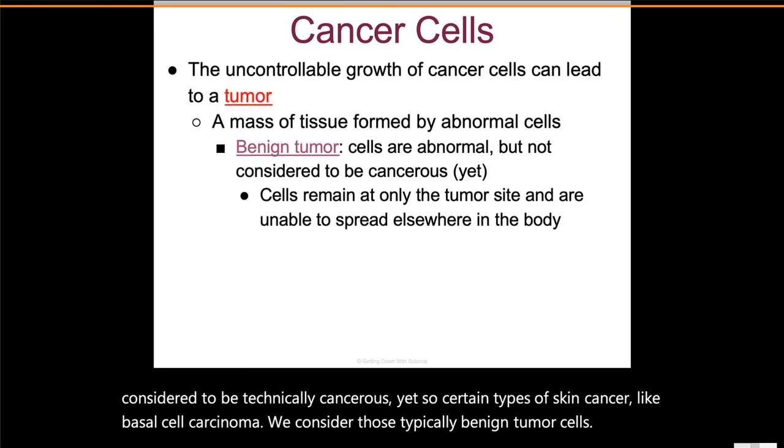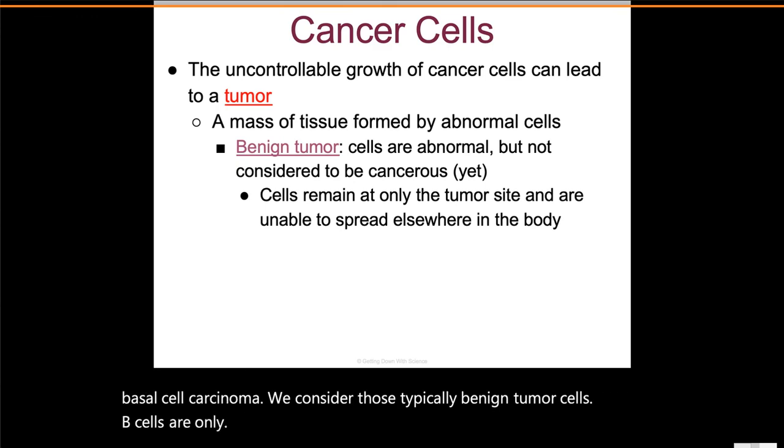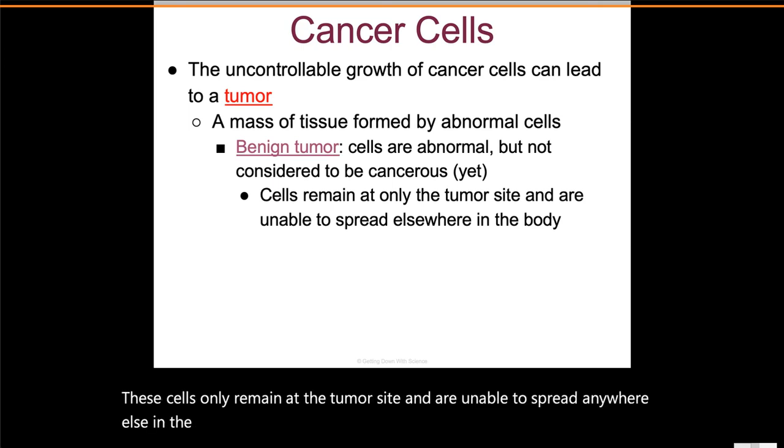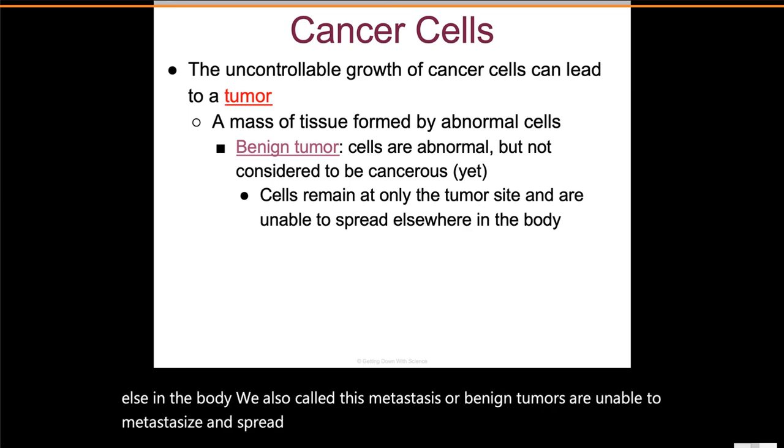These cells only remain at the tumor site and are unable to spread anywhere else in the body. We also call this metastasis, or the benign tumors are unable to metastasize and spread to places aside from where the tumor is originally located.